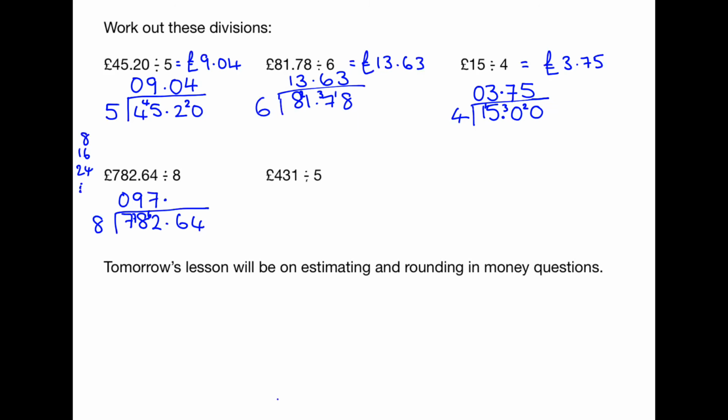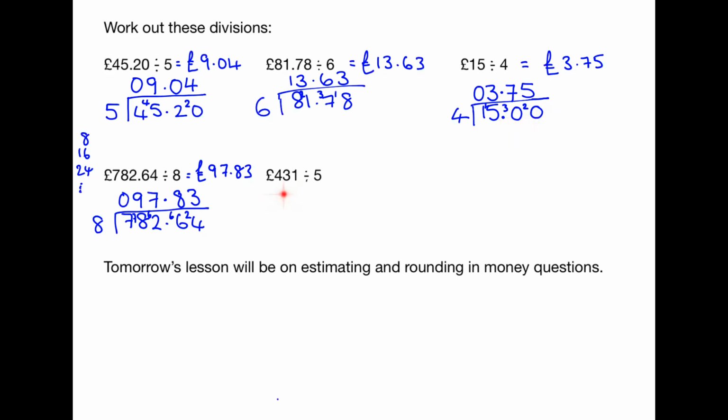Keep your points in line. And look at how much we need to carry. So we've got 56 is 7 8s, and we've got 62 there. So we've got 6 to carry. 8 into 66 goes 8 times. And there's 2 left over because 8 8s are 64. And 8 into 24 goes 3 times. So the answer here is £97.83.